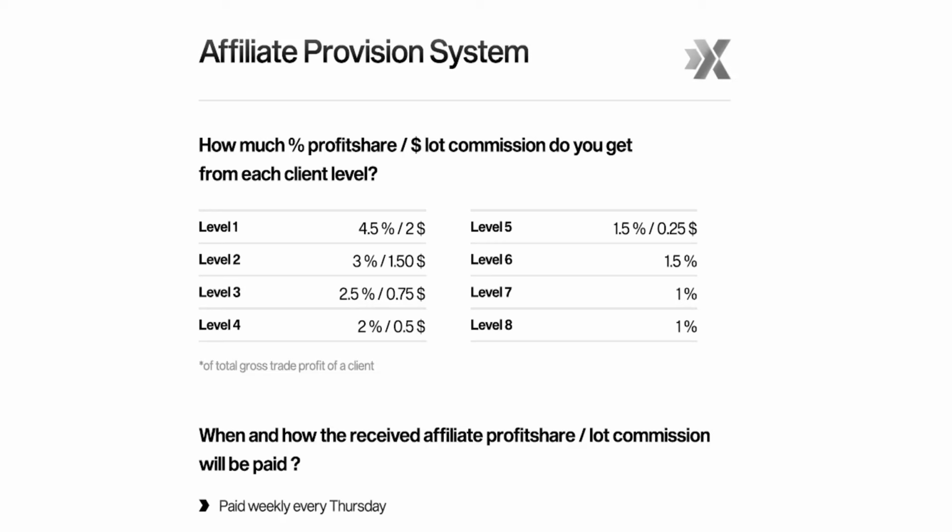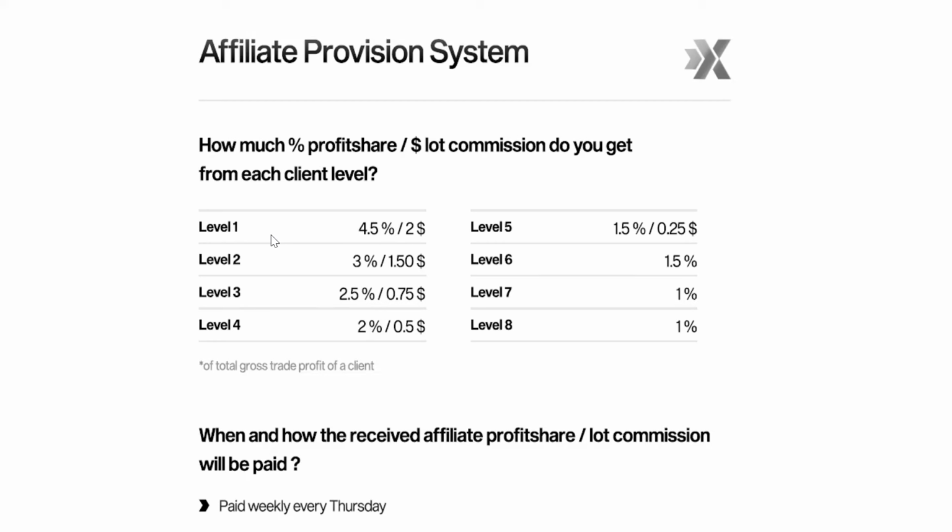You see of the total gross trade profit of the client, you get on 8 levels. Those levels are open from the very beginning. You don't need to qualify yourself. Altogether 17%. Okay, so altogether out of the whole 100% profits, 17% is going into the profit share, and that is distributed on 8 levels. So we only see now the left side numbers.